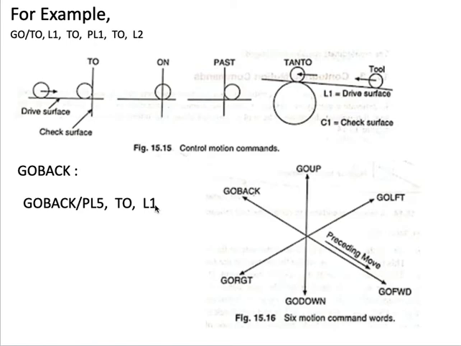The effects of the motion commands, that is GOUP, GODOWN, GOFWD, go forward, like this, preceding move, and GOLFT, go left, GORGT, go right. You can see here this kind of command can be used. So now next is post processing commands.